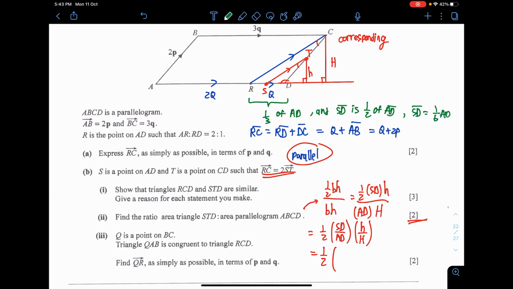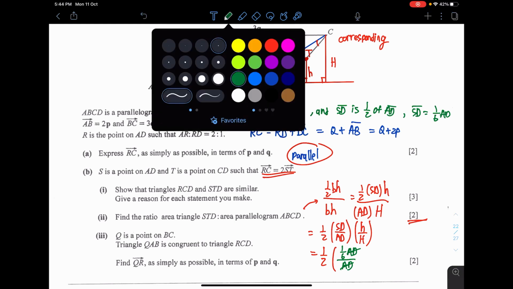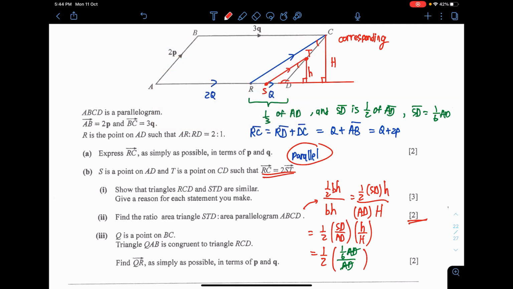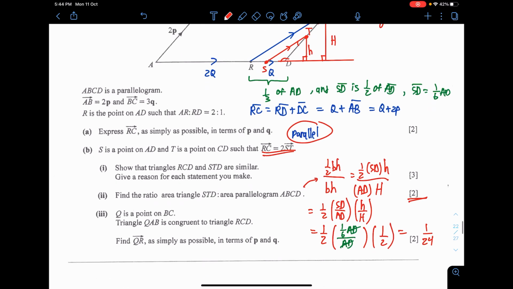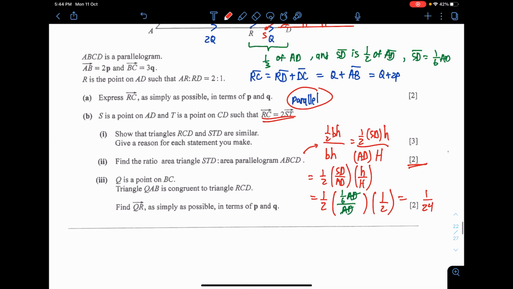Why is that so? Because the moment I put 1/6 AD here, and there's AD also on the bottom, they will cancel each other. Quite sweet, right? And then the height, just now, is 1 unit to 2 units. So then I'll get 1/2 times 1/6 times 1/2, that will be 1/24. Yes, 2 marks for this. I don't think it's really worth it, but questions are questions, marks are marks. If you can obtain it, obtain it. If you feel it's difficult, just put as much as you can and do the next question.